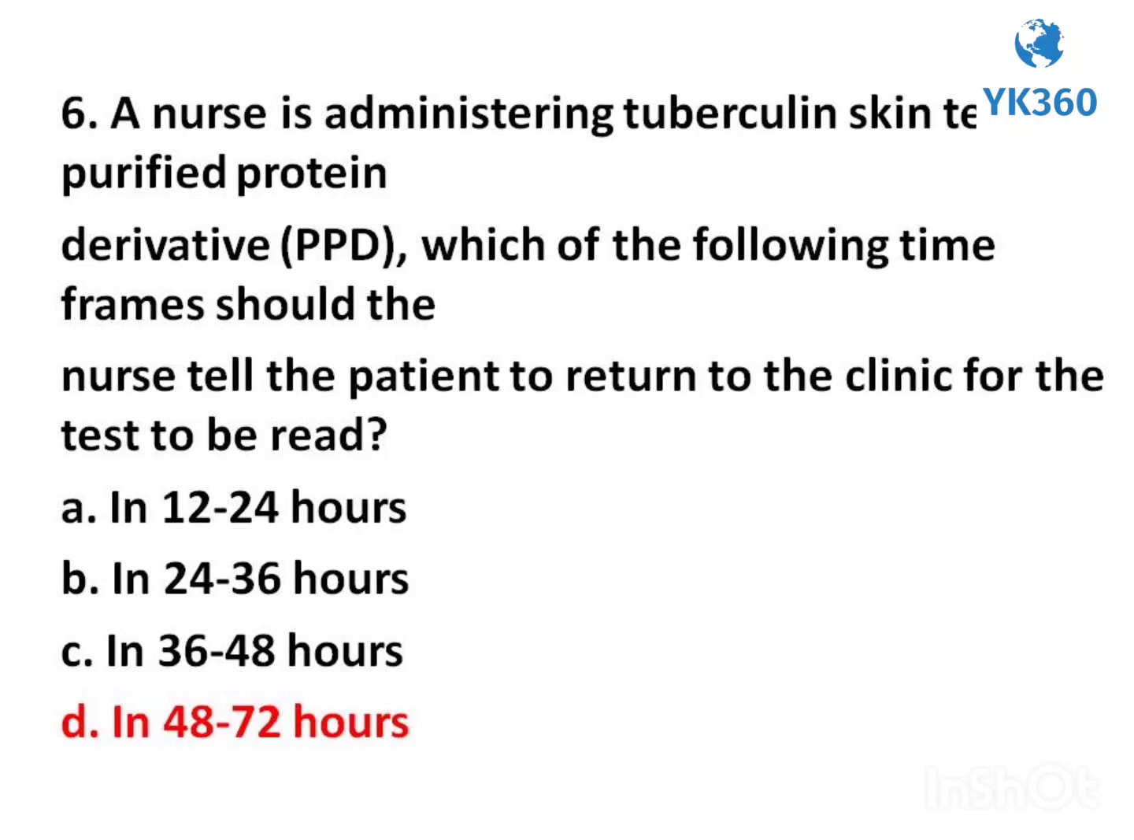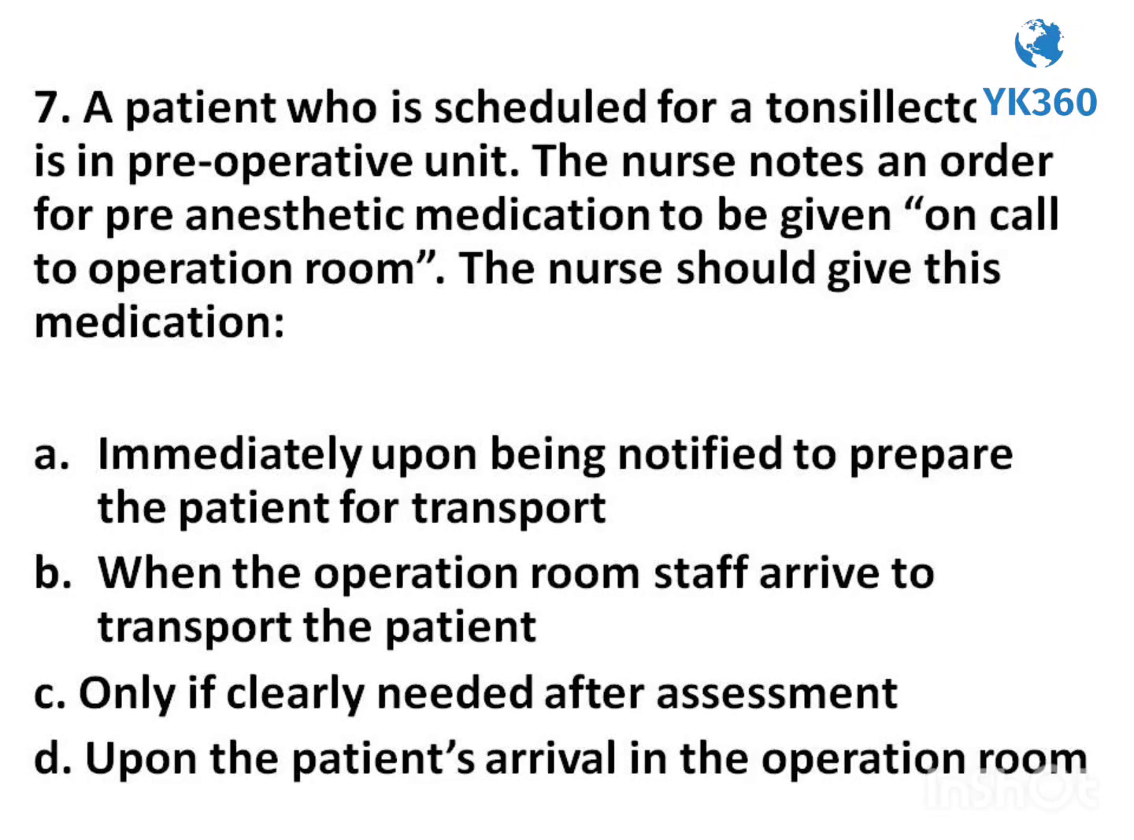Question number 7. A patient who is scheduled for a tonsillectomy is in the pre-operative unit. The nurse notes an order for pre-anesthetic medication to be given on call to the operation room. The nurse should give this medication. The options are A. Immediately upon being notified to prepare the patient for transport, B. When the operation room staff arrive to transport the patient, C. Only if clearly needed after assessment, D. Upon the patient's arrival in the operation room. Answer is option A. Immediately upon being notified to prepare the patient for transport.